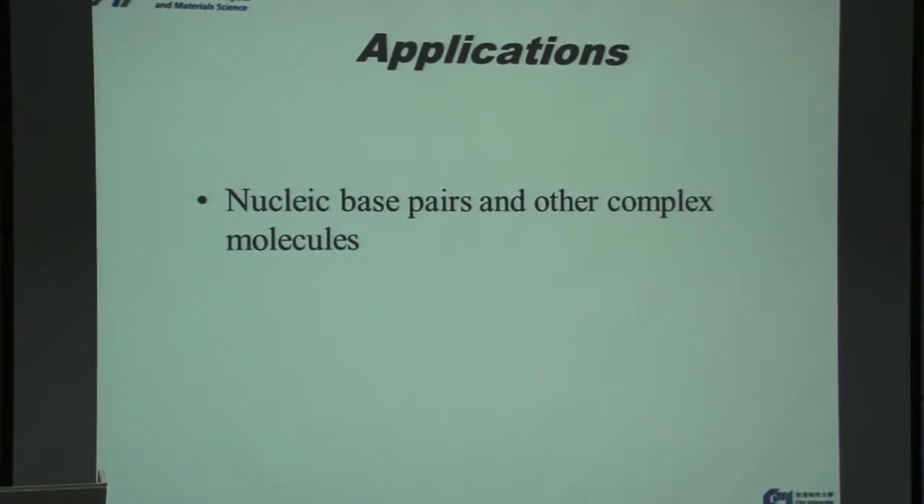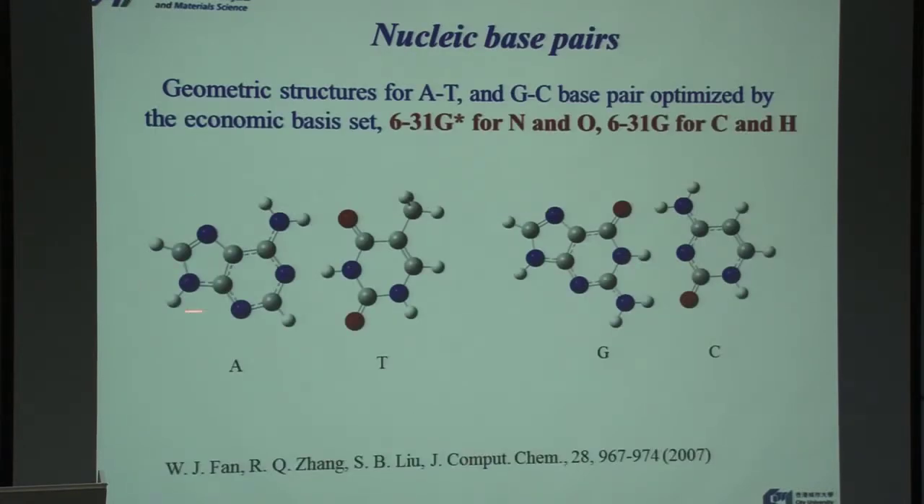So this is the last part of the application. I will show you the application in the nucleic base pair and other complex molecule calculations. Here I show you some nucleic base pair. There are some covalent bonds between. The economic basis set we used is combined with the 6-31G star for nitrogen and oxygen atoms. In the 6-31G for others, again the same. However, if I do this work now, I would like to put a polarization also on the hydrogen atoms, because these are more important than the other hydrogen atoms.